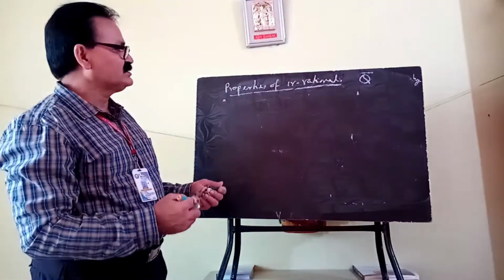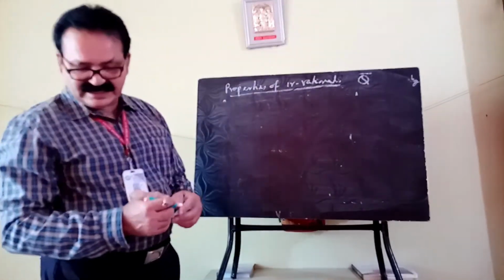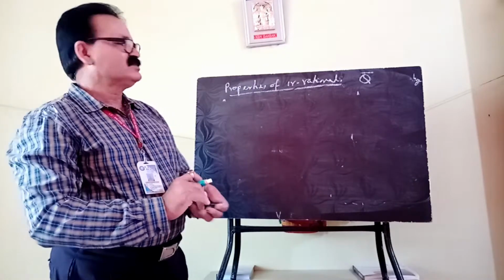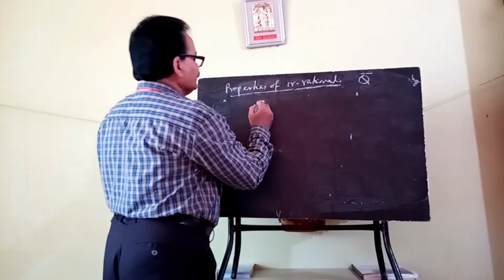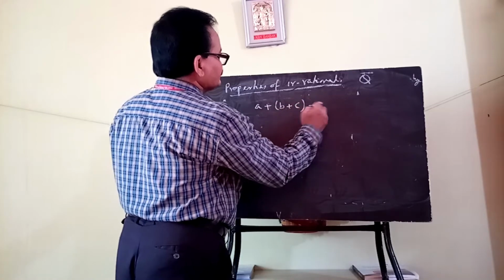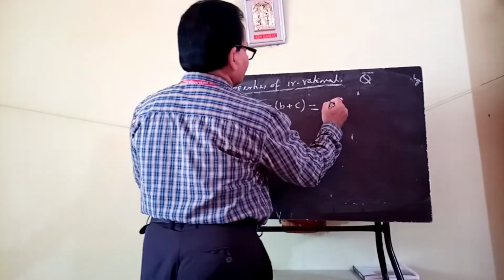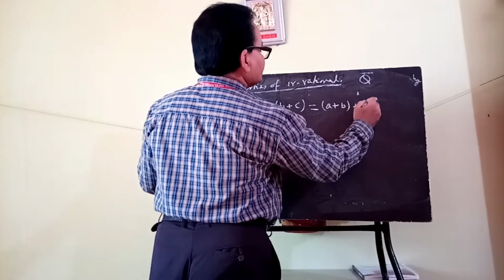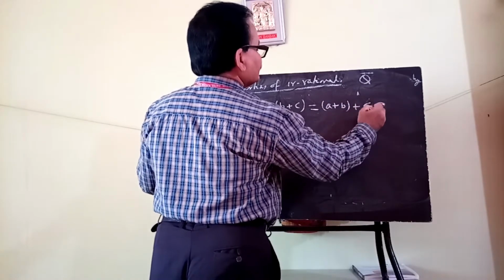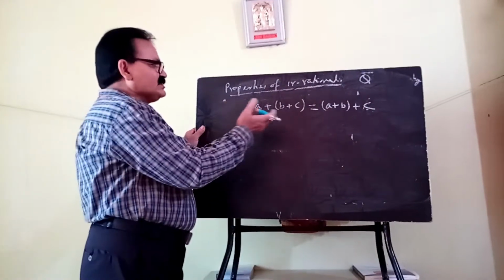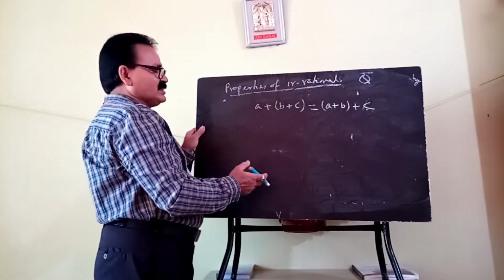Similarly, this case also happens for irrational numbers. Irrational numbers are also associative. Suppose in your rational numbers, if you take A plus B plus C and change the sequence, A plus B, then plus C, the answer will remain the same. The same case you can also do for irrational numbers.